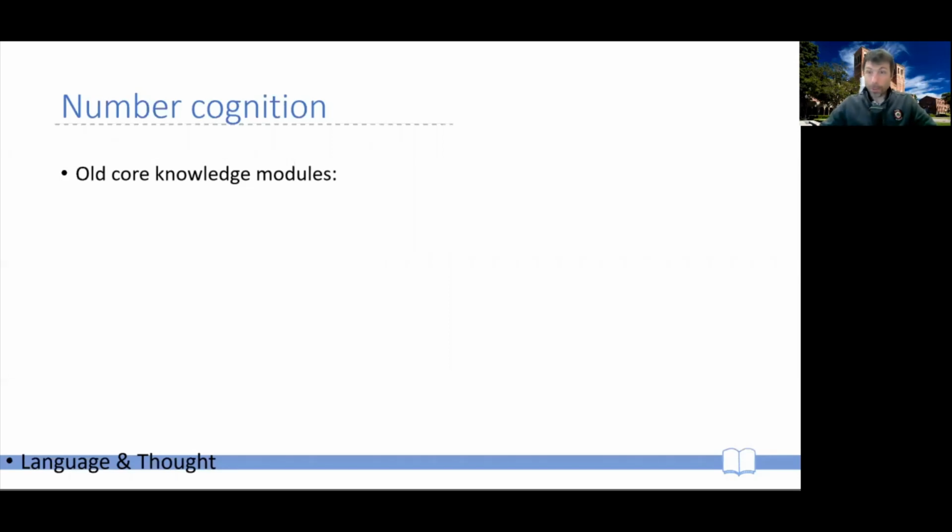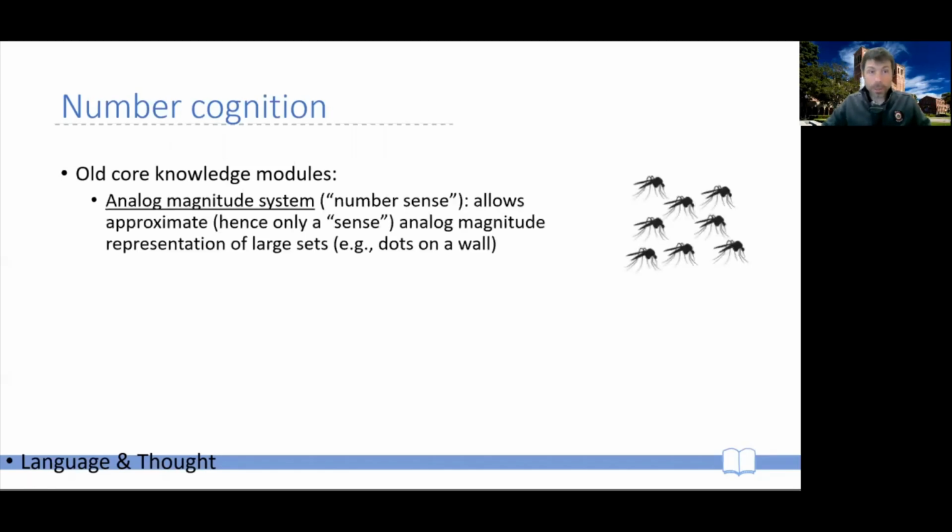Now, with respect to number cognition, the theory goes as follows. We come into this world with two particular modules that are relevant to number cognition. And these are old core knowledge modules. So these are modules that we possess, but that other species also have. And these two modules are, first, an analog magnitude system.